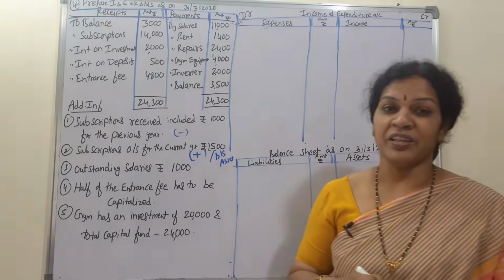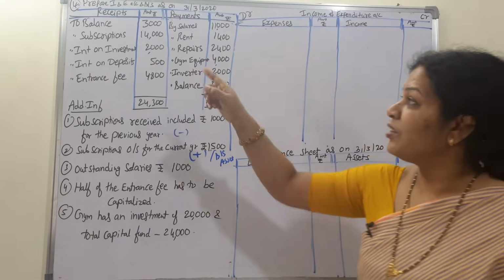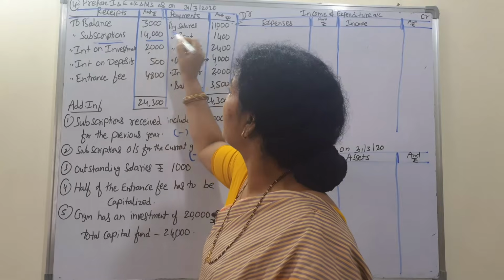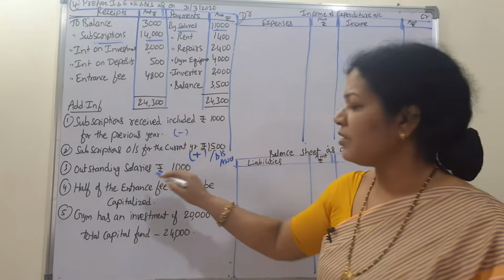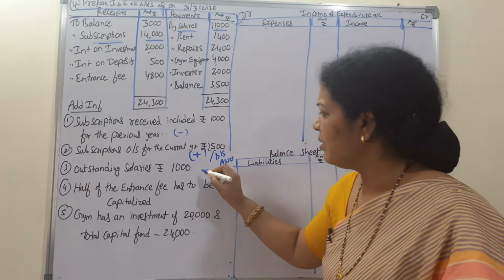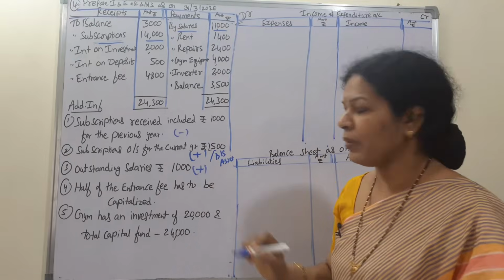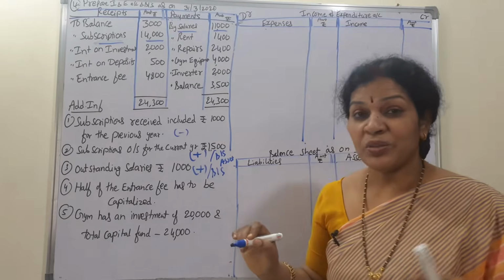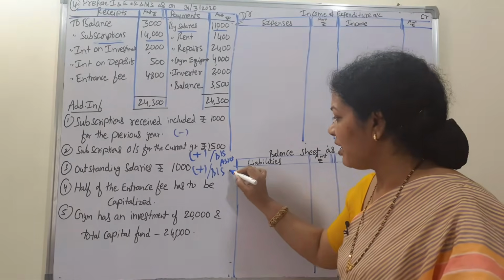Next, outstanding salaries payable. Like the subscriptions adjustment, we'll put it like this. Salaries also adjustments, outstanding salaries means payable. Payable means we will add one time. Another time it will be balance sheet, outstanding payable, balance sheet liability.